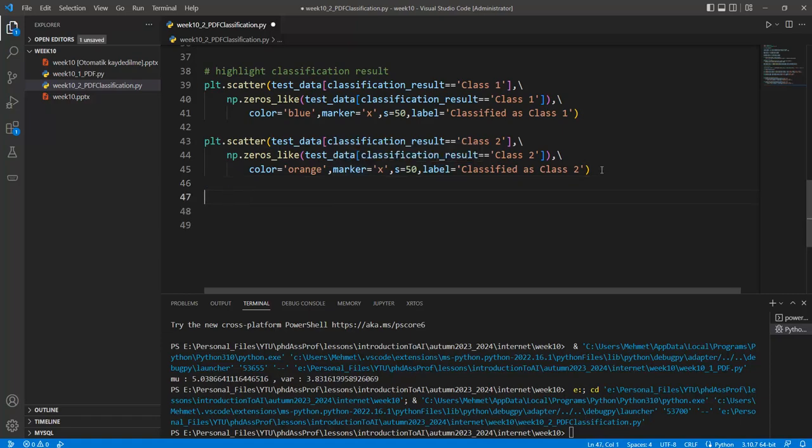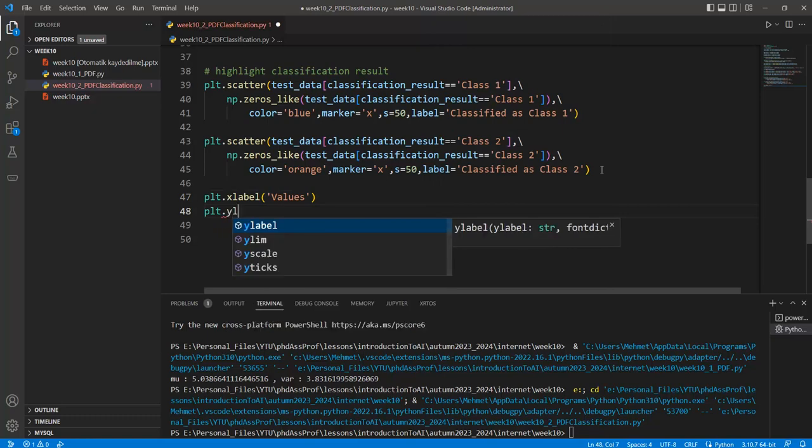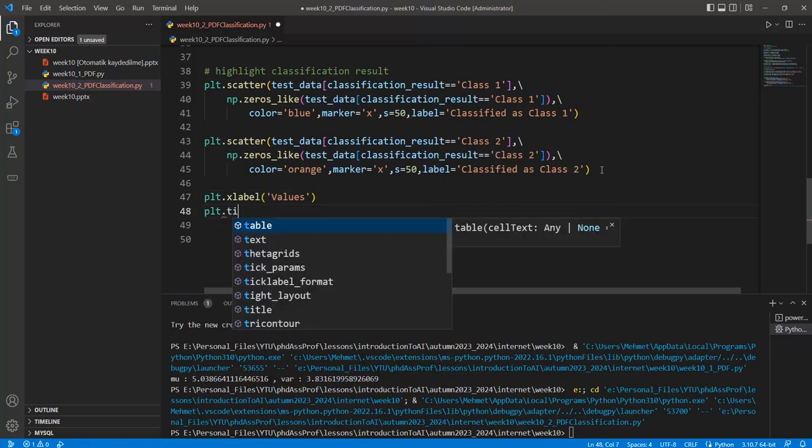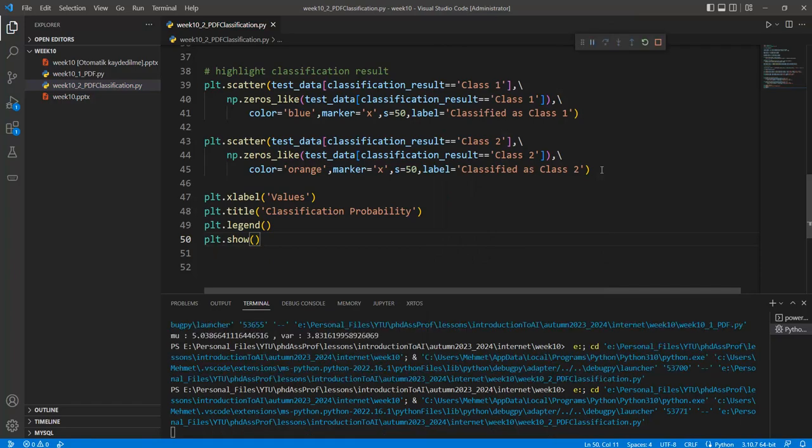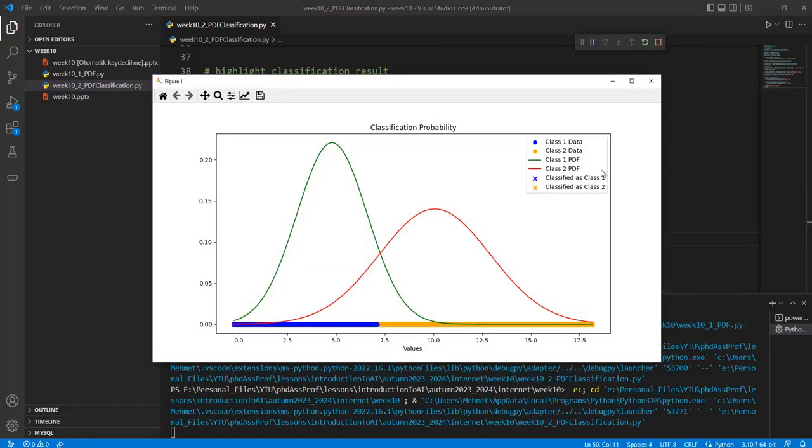Okay, so plt.xlabel values and plt.ylabel classification probability. Okay, and so plt.legend and plt.show. Okay, and so if I run this code, then we have this kind of information.